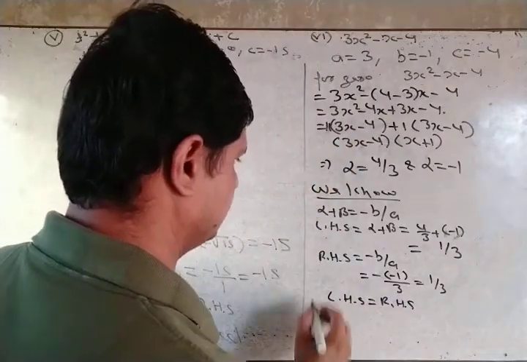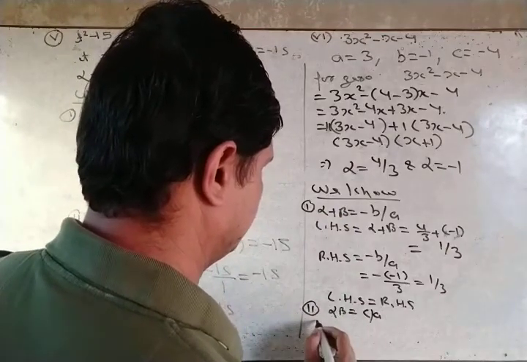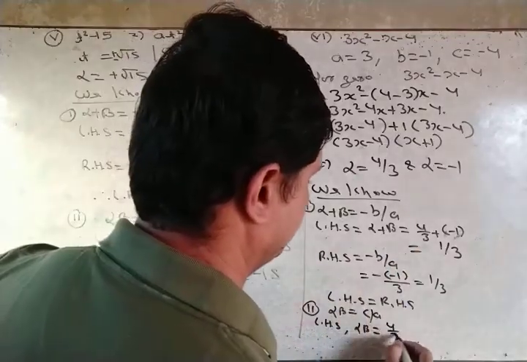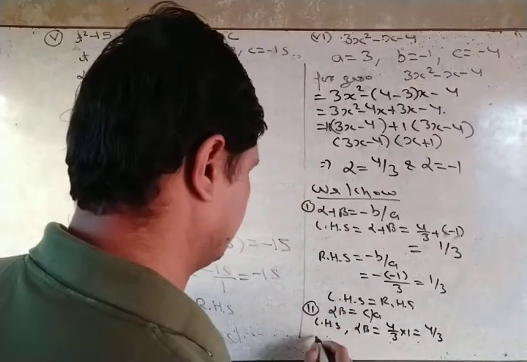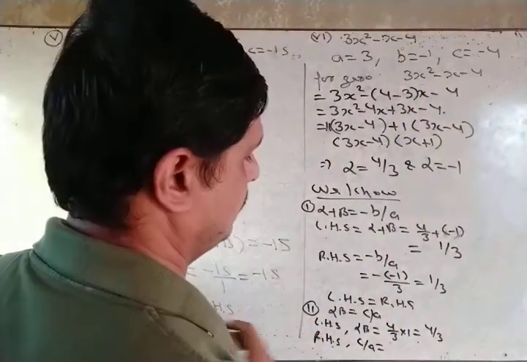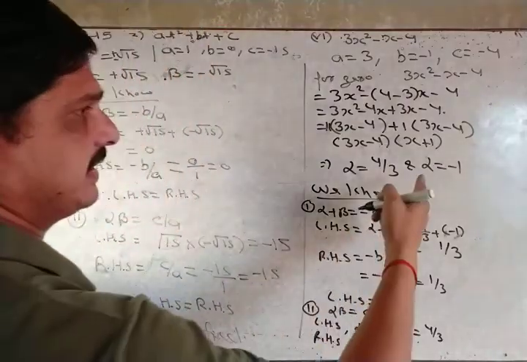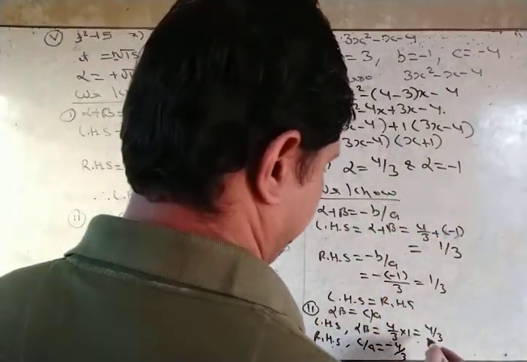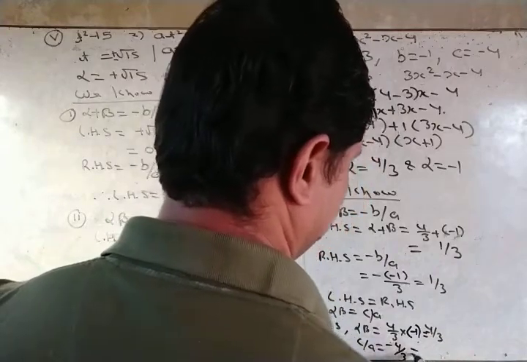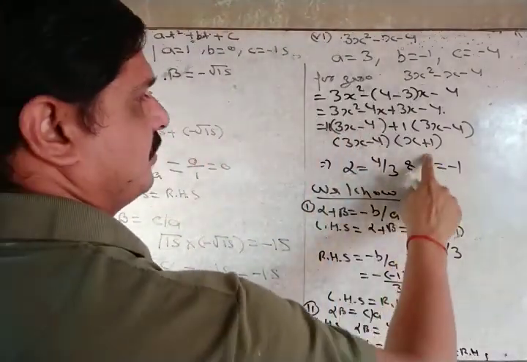Now, this is first verification. Second, we know that alpha beta is equal to C by A. So, considering LHS, alpha into beta is 4 by 3 into minus 1 is minus 4 by 3, while RHS C by A is nothing but minus 4 by 3, but we again haven't considered the minus sign of this, so this comes out to be, this implies that LHS equal to RHS.